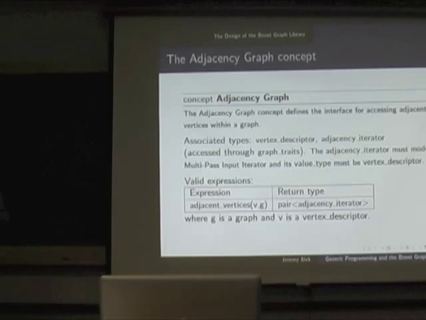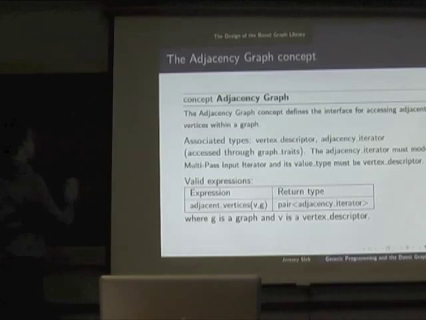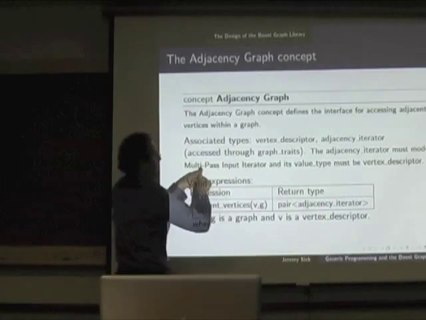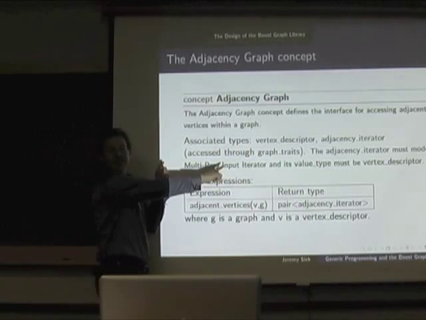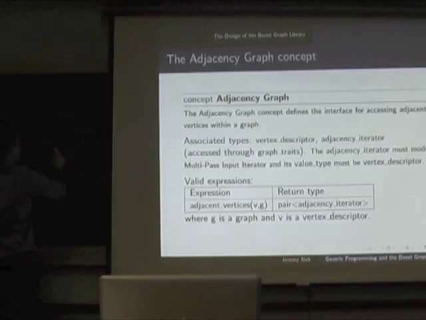So I then have to make it an iterator first. Well, when you implement your adjacency iterator for your class, you need to provide it. It's a concept. It must model multi-pass input iterator. So you got to do that, or else the code won't work. That means you need to provide dereference and plus plus and i equal to j. Those are the main ones.